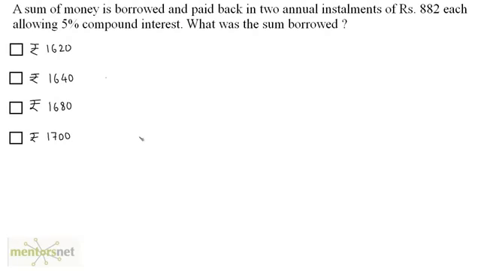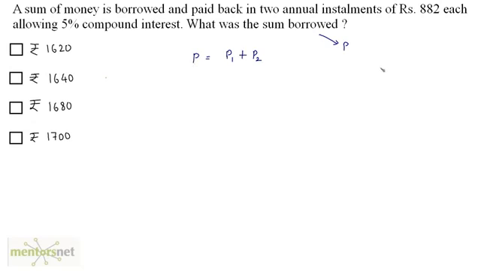A sum of money is borrowed and paid back in 2 annual installments of rupees 882 each, allowing 5% compound interest. What was the sum borrowed? Well, the sum borrowed is the principal, and let that be P. Now, because there are 2 annual installments, we can consider that there are 2 principals, the principal for the first installment and the principal for the second installment. And if we add these 2 principals, we get the original sum that's borrowed.